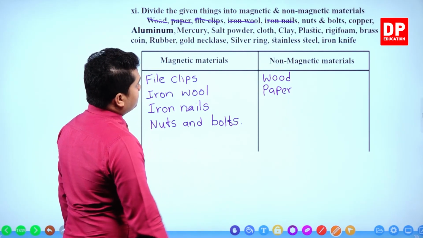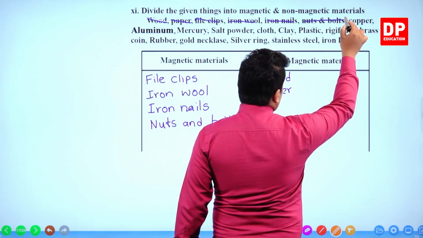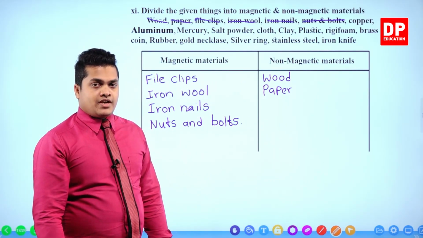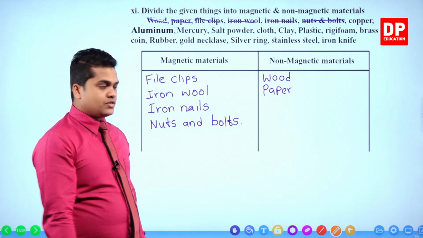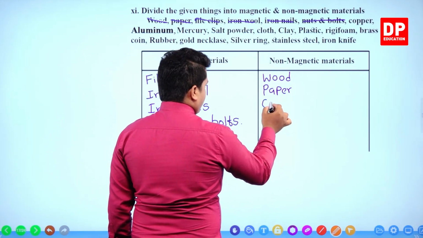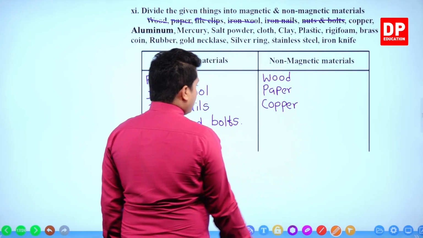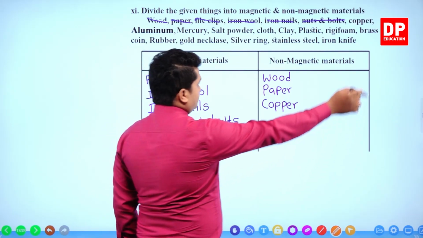Next one. I'll erase this. Then copper. Copper is a non-magnetic material. We discussed that. Copper is a non-magnetic metal.